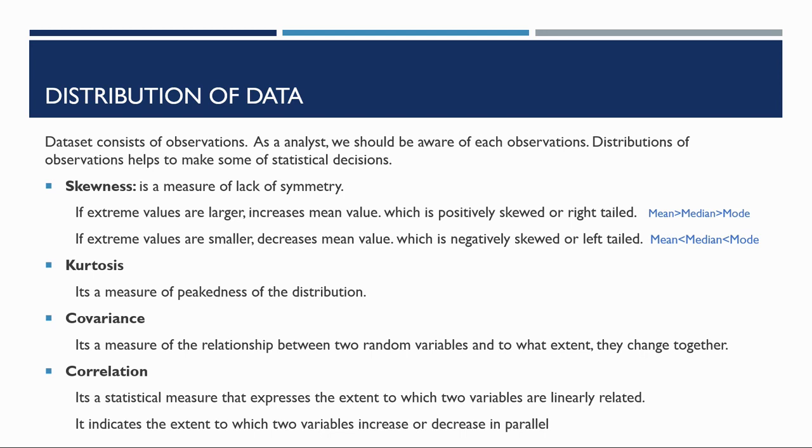And the next one is covariance. Covariance can be applied between two variables. It is a measure of the relationship between two random variables and how they change together. And correlation can be applied for all the observations or any two observations, which basically indicates the extent to which the two variables increase or decrease in parallel.